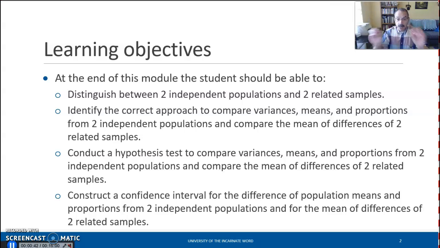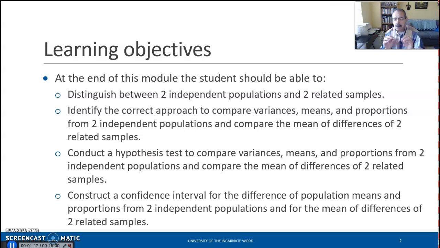Once you have identified what approach you need to use, then you should be able to conduct a hypothesis test to compare two variances, or compare two means, or compare two proportions from independent populations, and compare the mean of differences of two related samples. And on top of being able to conduct a hypothesis test, you should be able to construct the confidence interval for the difference of population means and proportions from two independent populations, and for the mean of differences of two related samples.